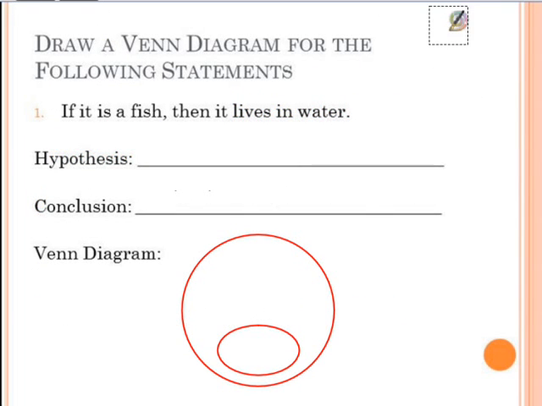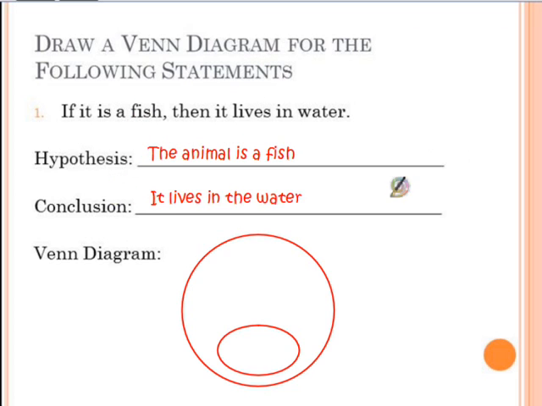So, if we want to draw a Venn diagram for the following statement, if it is a fish, then it lives in water. Well, the hypothesis is the animal is a fish. The conclusion is it lives in the water. So if we were going to write that out, you can abbreviate and make things shorter, as long as it's legible, okay? So if we just had fish and then lives in water, it can really be just that simple. So if it is a fish, then it lives in water. And you'll notice that the circle inside here is small because the fish obviously isn't the only thing that lives in water. So it's just a part of the group.